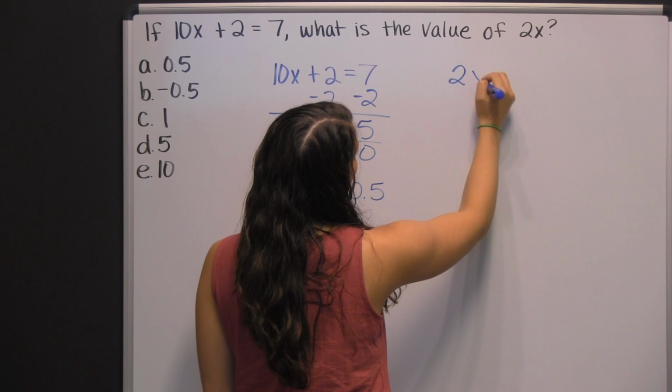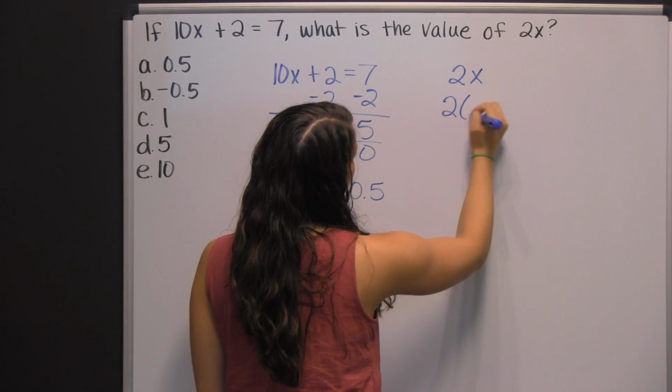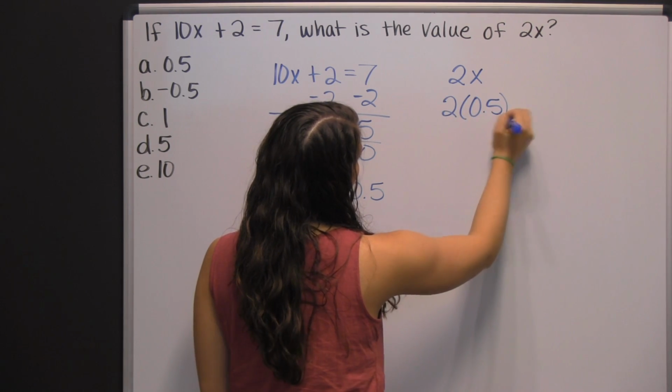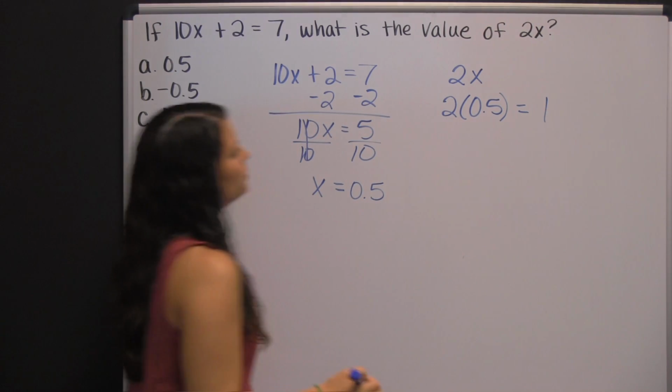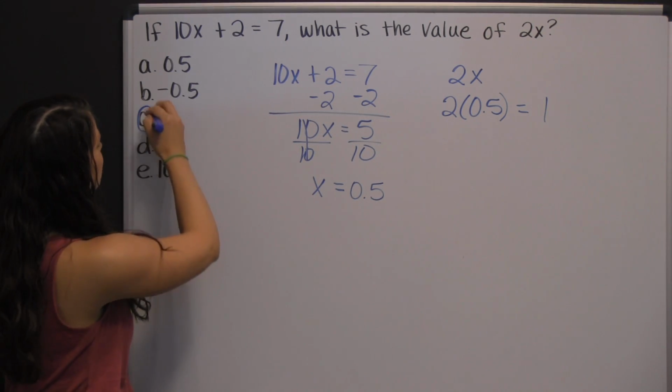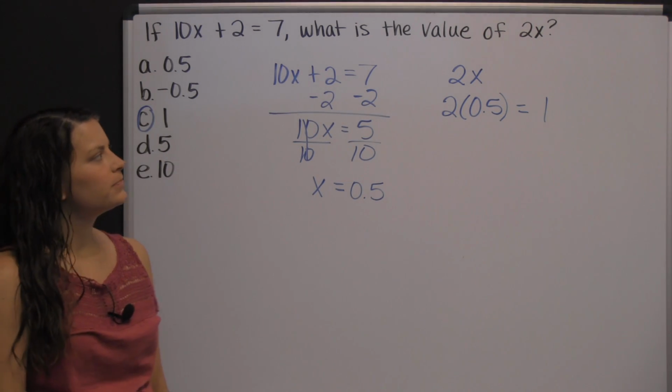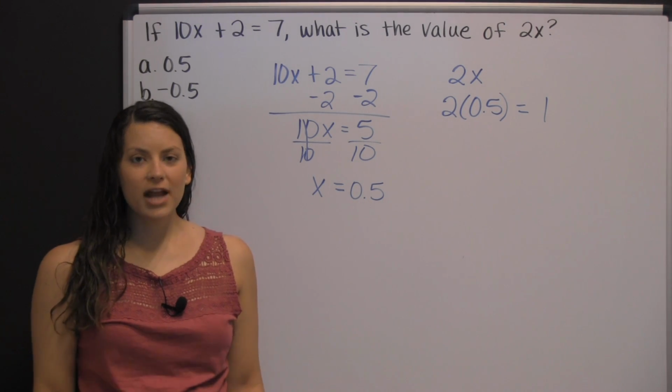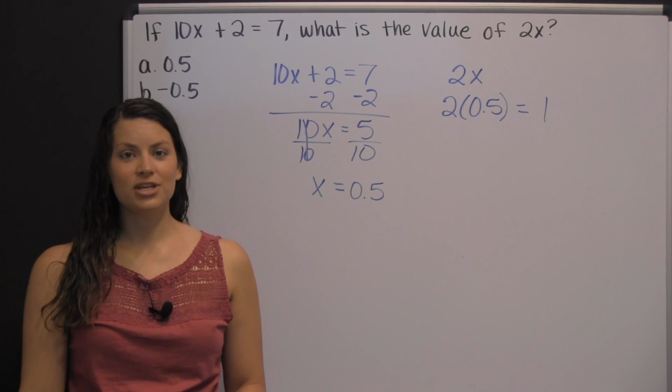They want 2x, which means 2 times a half. And 2 times a half is 1. So this answer would be C. So this is something that you're going to have to know how to do when you take the GED.